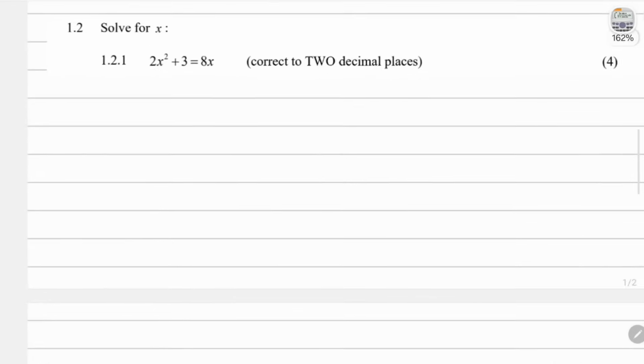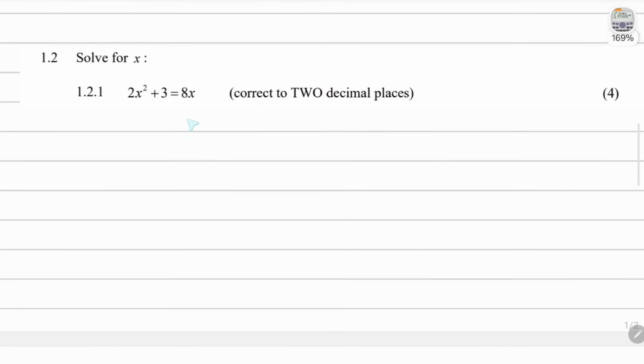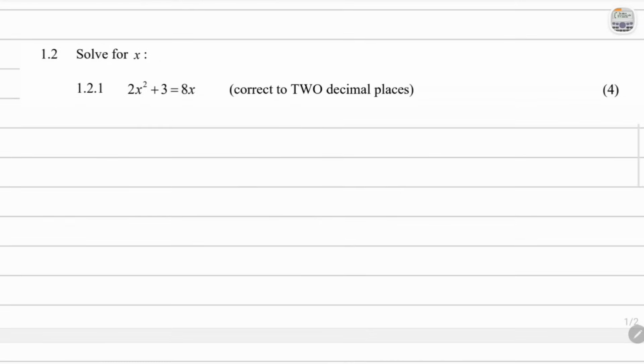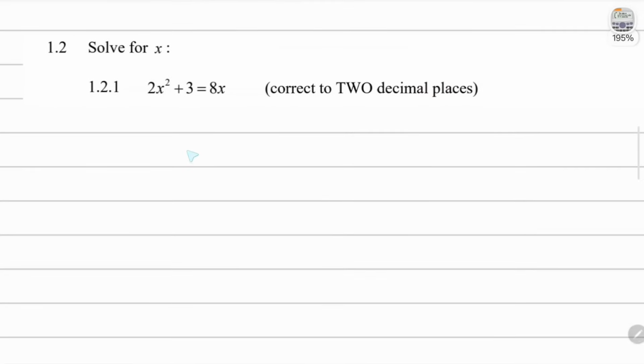Question 1.2.1, we are told to solve for x, and we have to correct to 2 decimal places. So this is going to be a quadratic equation with irrational solutions. You can see that it's not in its standard form yet. One hand side should be equal to 0. So now it's going to be 2x² - 8x + 3 = 0 when we transpose that positive 8x.